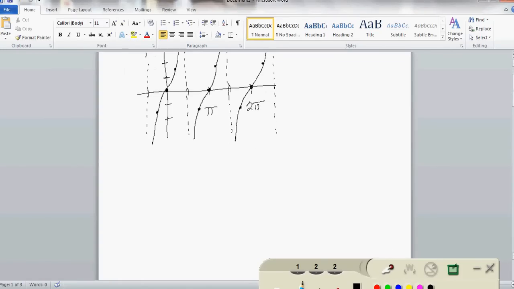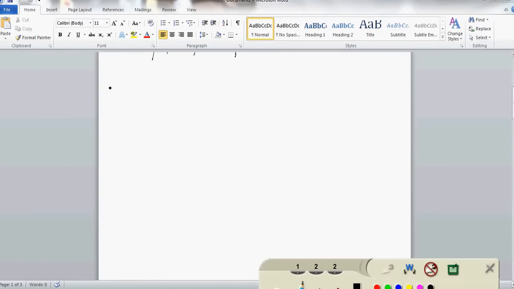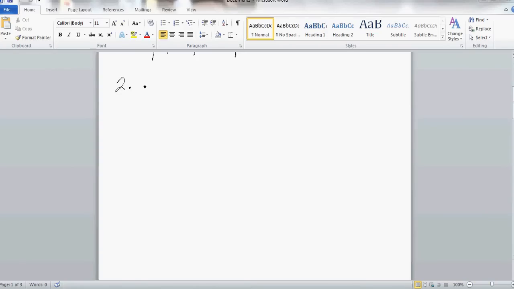Example number 2. Example number 2 is y equals negative cotangent of 4x. Well, we have a couple things we have to deal with. First of all, this is a cotangent, and so we need to look at how does cotangent differ from tangent. And we have the 4 that we have to deal with, so that will affect our period, so we need to deal with that. And we also have this negative, which affects the reflection.